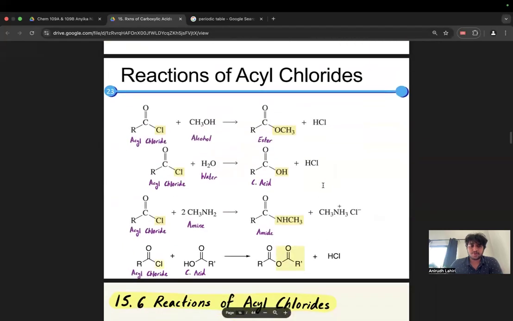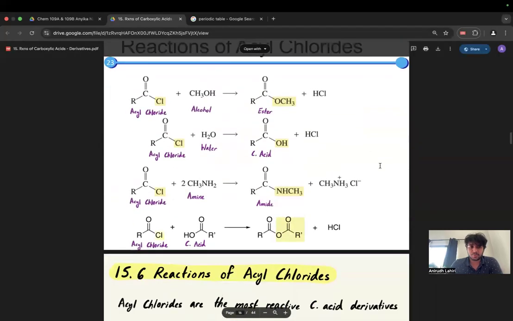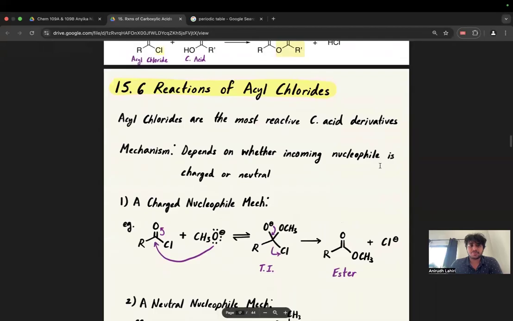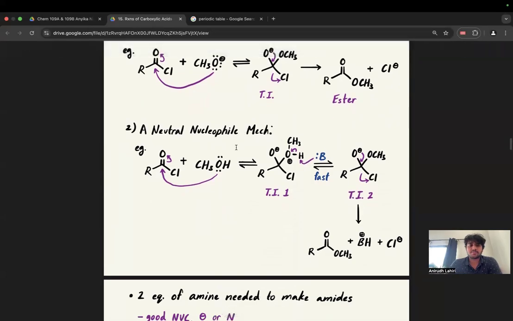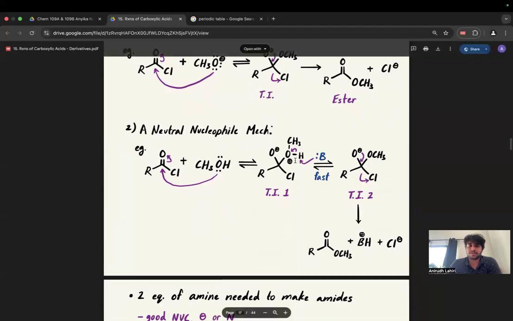Okay, acyl chlorides, these are just some names. Cool. Okay, acyl chlorides are super reactive. They are the most reactive of the carboxylic acid derivatives. So the mechanisms are slightly different depending on whether you have an incoming nucleophile that's charged or neutral, but approximately still the same. So if we have a charged nucleophile, we'll attack the electrophilic position, we'll kick up, the lone pair will come down, kick off the Cl. Perfect. Great.